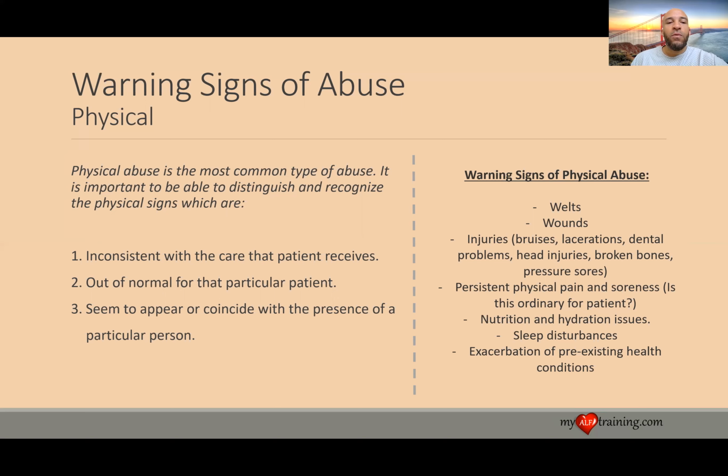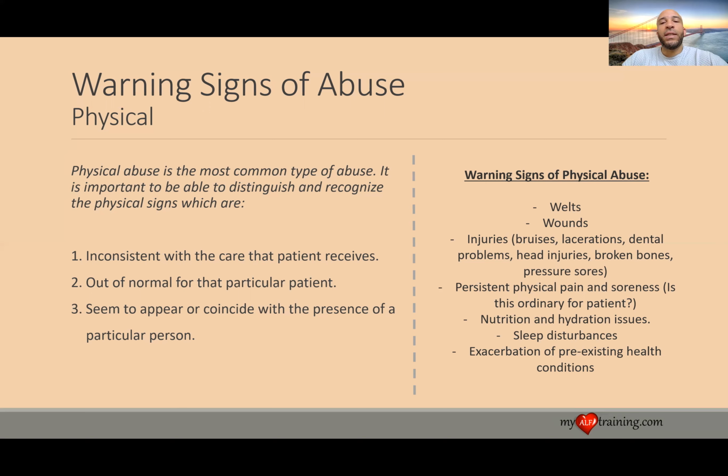We need to first recognize what's inconsistent with the care that the patient receives. We need to also identify what's out of normal for that particular patient. And last, we need to see what coincides with the presence of a particular person. Watch the patient's behavior when a particular person comes around, or after a particular person leaves, whether it's family, a coworker, or someone else who works in the facility. Just begin to watch the patient's behavior before and after.